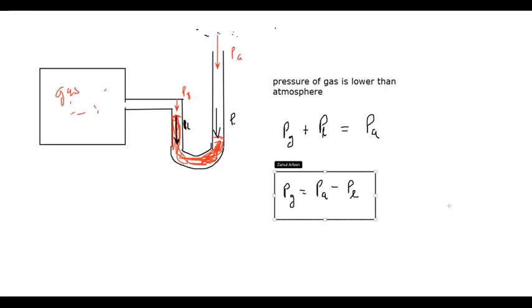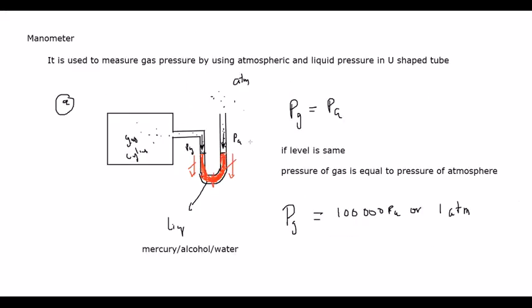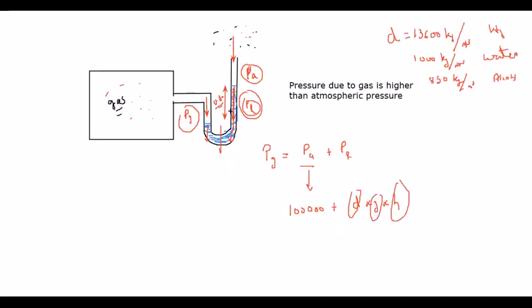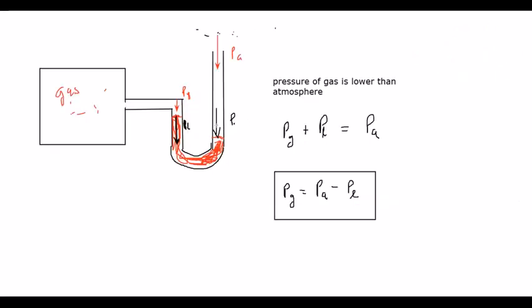This is the third case when we are using a manometer. In the first one, the pressure of the gas was equal to the pressure of atmosphere. In the second one, the pressure of the gas is more than the pressure of atmosphere, or we can write an equation: pressure of a gas is equal to pressure of atmosphere plus liquid. And in the third one, the pressure of a gas is lower than atmosphere, or we can say pressure of a gas plus pressure of a liquid is equal to pressure of atmosphere. When we make pressure of a gas the subject, the pressure of a liquid moves to the other side. So pressure of gas is equal to pressure of atmosphere minus pressure due to the liquid.